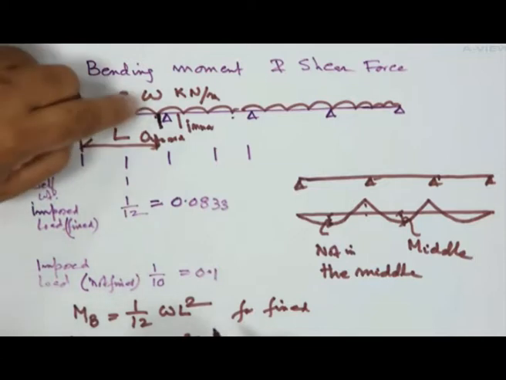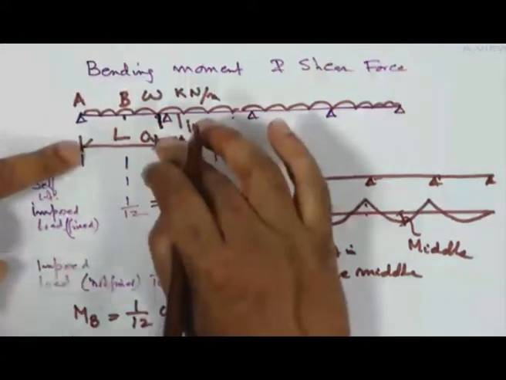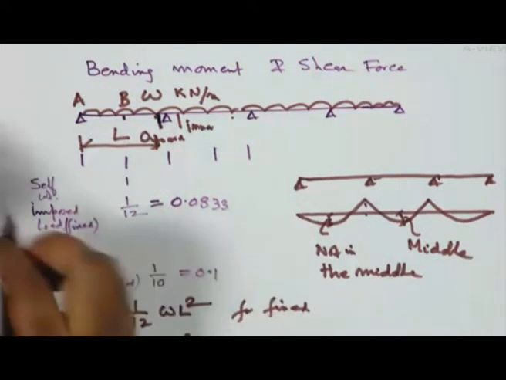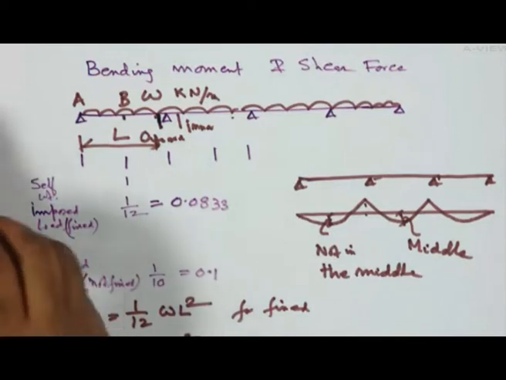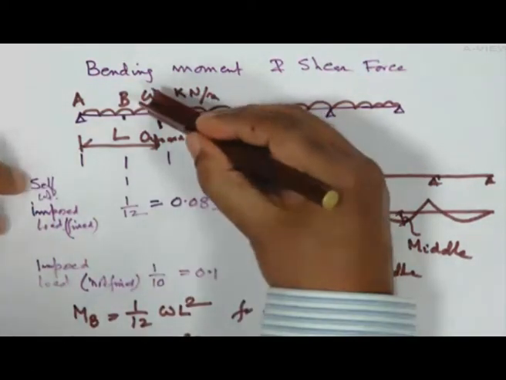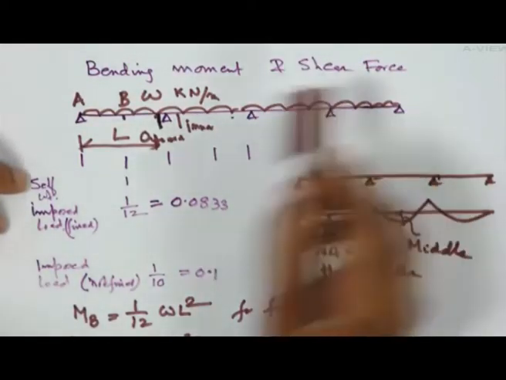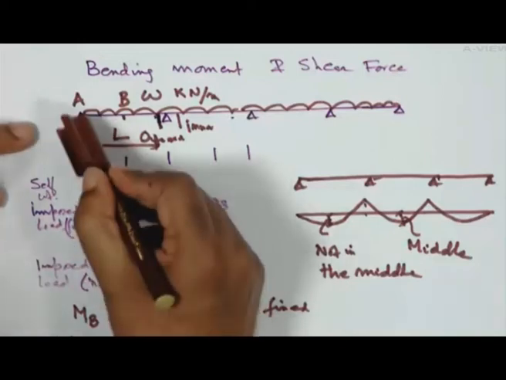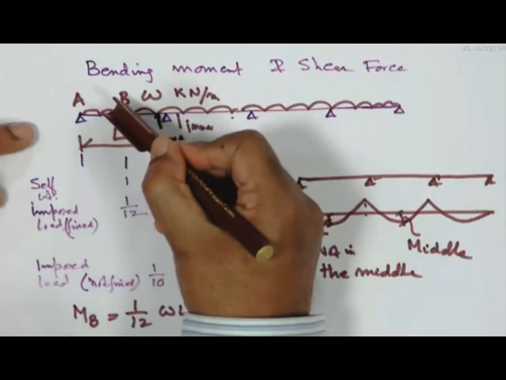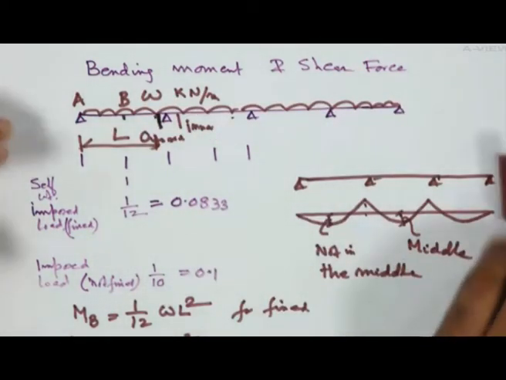So this W we can calculate, and we know the span L, so we can find out 1 by 12 WL square. This is the bending moment we shall use for our design. At any section, similarly I can find out here also, and all the points I can find out, and for design purpose you have to check all of them. That means you have to check at this section whether it is all right or not. It's not only one section.